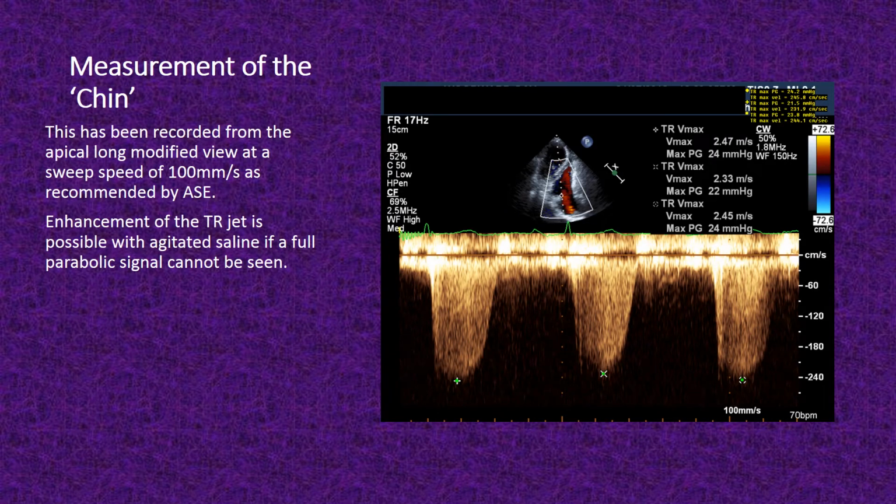Measurement of the chin. Note the clearly defined parabolic TR jet. This has been recorded from the apical long modified view at a sweep speed of 100 millimeters per second, as recommended by ASE. The TR jet with maximal velocity here is 2.47 meters per second. Enhancement of the TR jet is possible with agitated saline if a full parabolic signal cannot be seen. The TR jets are to be averaged in atrial fibrillation.